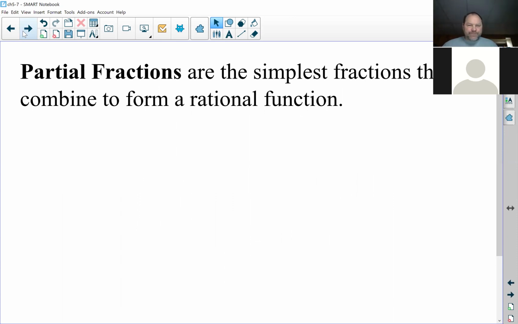Partial fractions are the simplest fractions that, when you add or subtract them, give you a rational function. So we're going to start with the rational function and find the fractions that have been combined to give you that function. Like 3/4, we could break that apart, and that could become 1/2 plus 1/4, and that would be the idea with partial fractions.